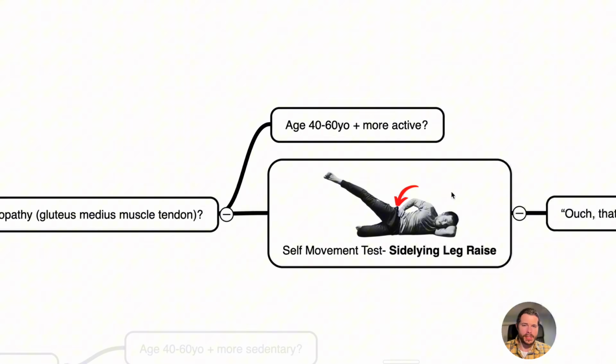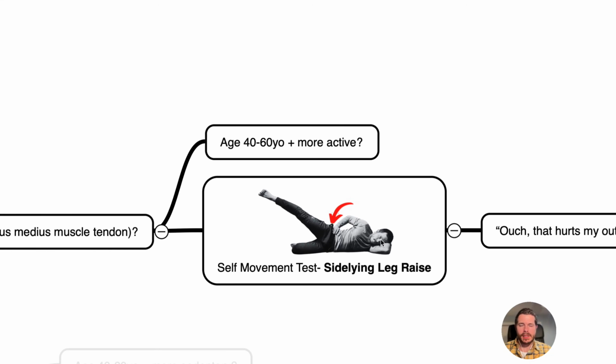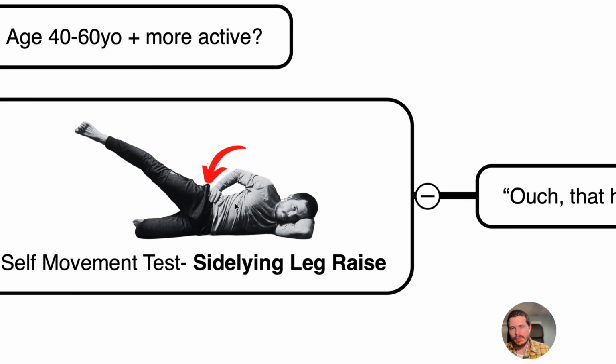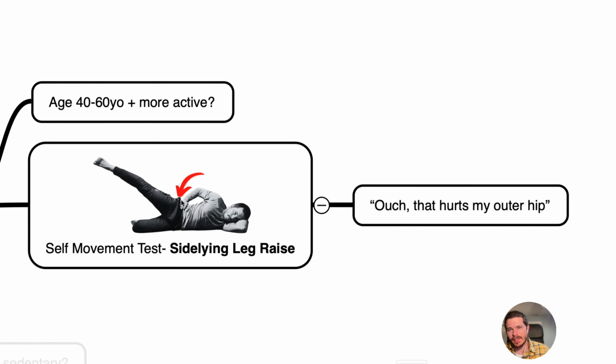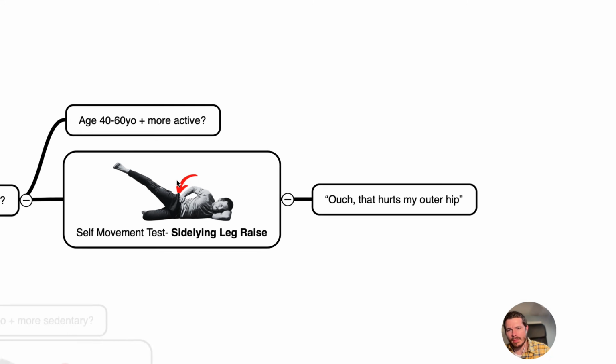Another test you could do is a side-lying leg raise. So go ahead and lay on your side, hand on your hip, try not to roll too far forward or too far back, just stay square on your side, and go ahead and raise that leg up. And that should hurt because the glute tendon attaches from here to there, and when you contract it, when you squeeze it, it raises this leg up. And you should say, ouch, that hurts my hip, if you have a glute tendon problem.